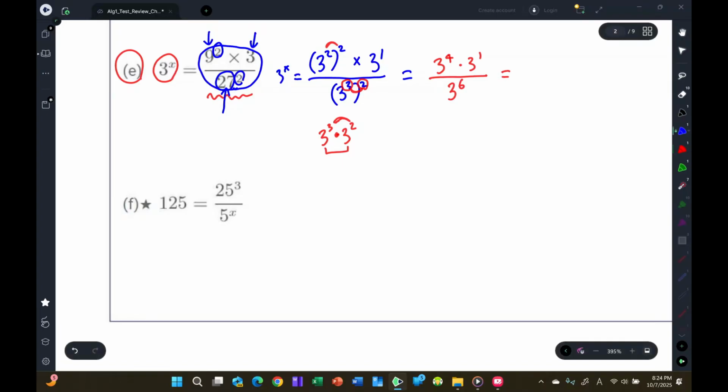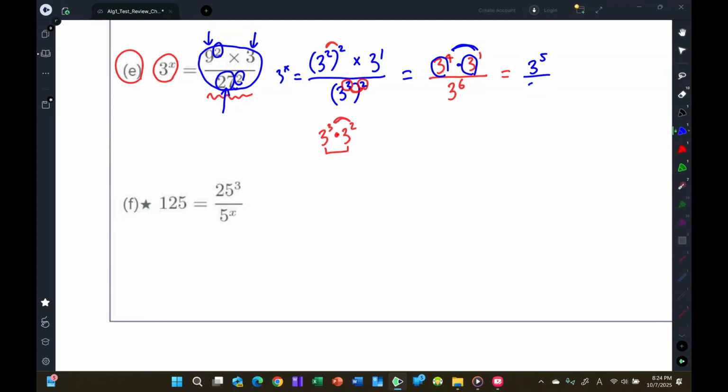So this will be the same thing as, well, now you add these, right? Because you have separate bases being multiplied. So it'll be 3 to the 4 plus 1, which is 5, all over 3 to the 6. Now, where do I have bigger power? I have bigger power in the denominator. And 5 3's being multiplied will reduce 5 of these 6 3's being multiplied, leaving only one 3 on the bottom, and everything was reduced to 1. So 1/3 is going to be the answer.